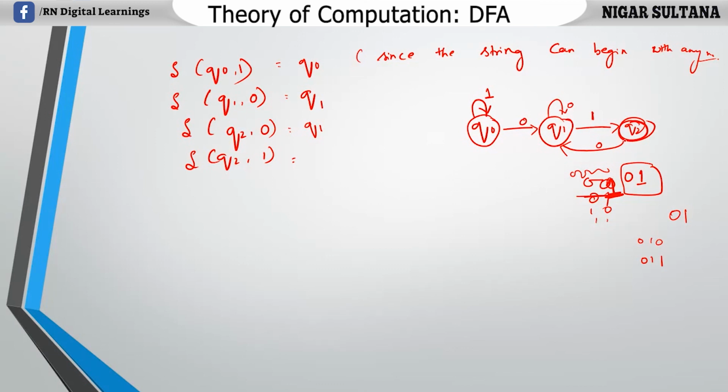Now, Q2 on 1. So, if we give 1 to Q1, what happens? It will be 1 and 1. So, it must not end with 1 1. Hence, we have to give this 1 to Q0 itself. So, this is your Q0. So, this is your final DFA.